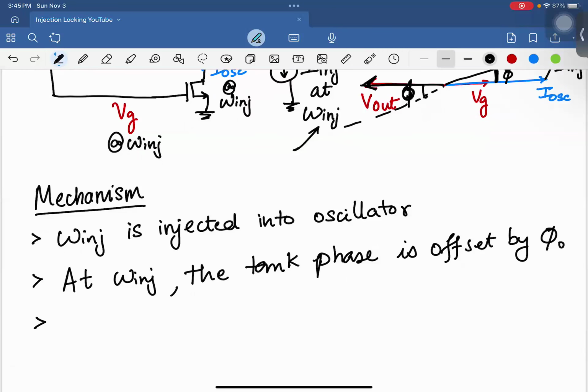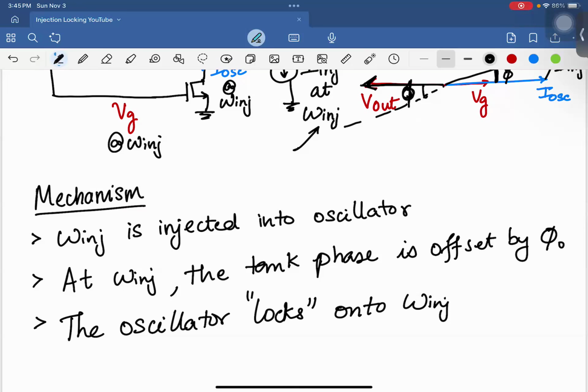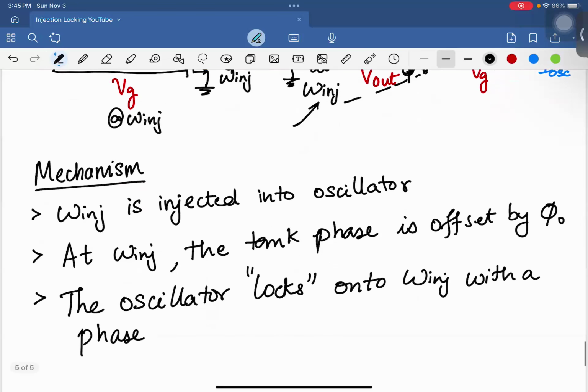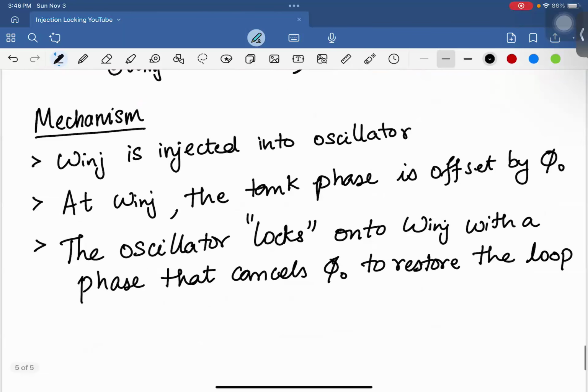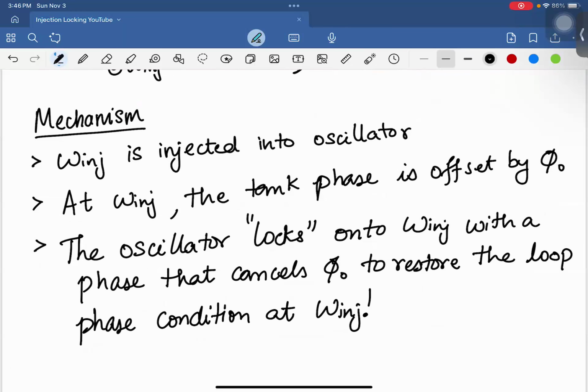So then what happens is that the oscillator locks onto omega injection with a phase that cancels phi naught to restore the loop phase condition at omega injection. So that's exactly the mechanism, right?